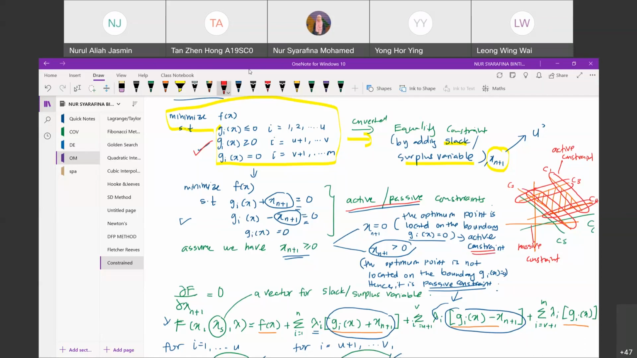Okay, and if it is greater than 0, where it is not located on the boundary, then we can say that it is a passive constraint. Okay, clear? So now we need to understand the active and passive here so that we can apply it to solve it by using the Kuhn-Tucker condition after this. Okay, all right, clear now? Anyone has a question?